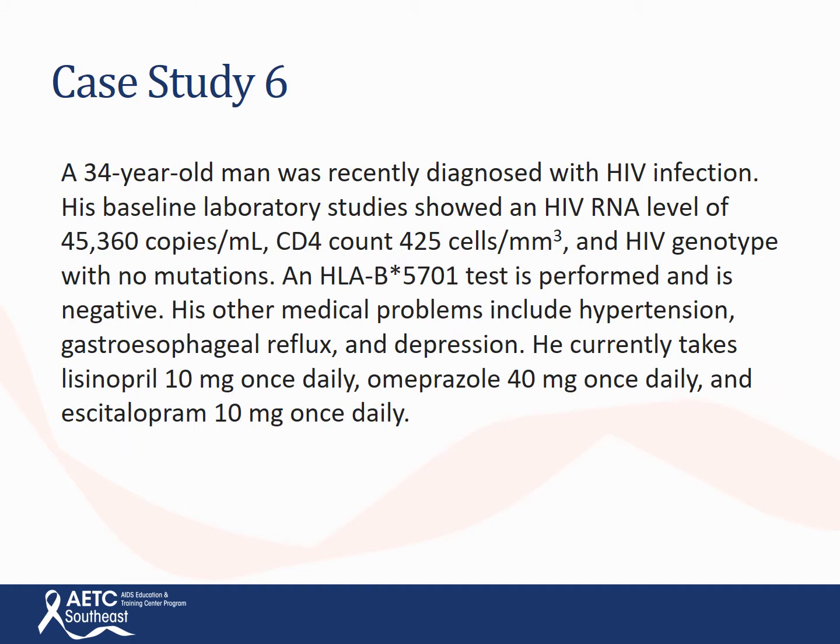Here's case study 6. A 34-year-old man was recently diagnosed with HIV infection. His baseline laboratory studies showed an HIV RNA level of 45,360, CD4 count of 425, and HIV genotype with no mutations. An HLA-B5701 test is performed and is negative. His other medical problems include hypertension, gastroesophageal reflux, and depression. He currently takes lisinopril 10 milligrams once daily, omeprazole 40 milligrams once daily, and escitalopram 10 milligrams once daily.